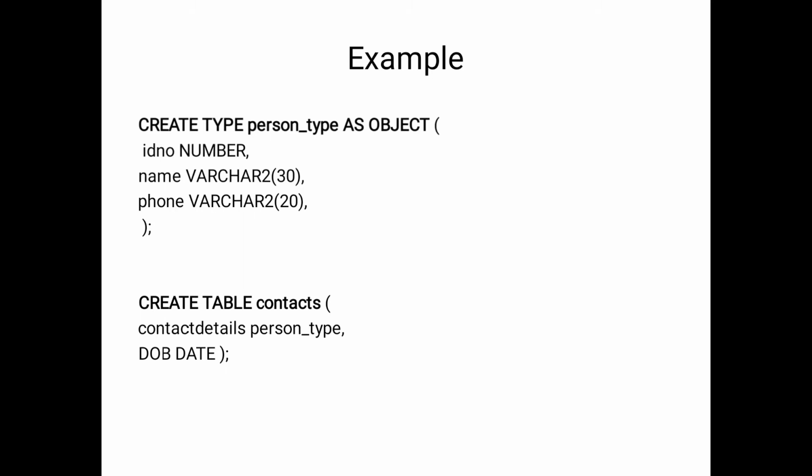Now please observe the given example. Here I will write the table creation syntax. Already we know how to create the table. Create table, where the table name is contacts. Now please open the parenthesis and here we will mention the fields. Here we will include the object. With the help of the contact details field, I will retrieve the object of person type.